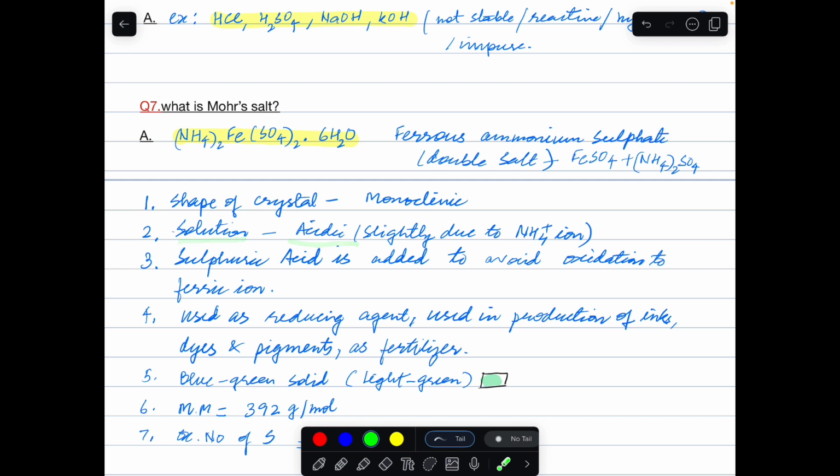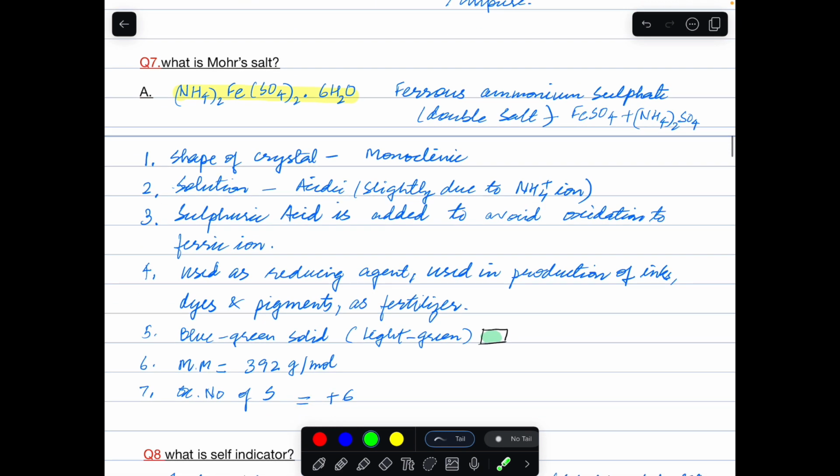The solution is slightly acidic. Why? Because of the presence of ammonium ion. And when we prepare the solution, we add sulfuric acid. You must have prepared it. Sulfuric acid is added to avoid oxidation of the ferrous ion, because here iron should remain in the +2 oxidation state, that is, the ferrous state. But you know that the more stable state for iron is +3, that is, the ferric state. To avoid oxidation from +2 to +3, we add some amount of sulfuric acid.